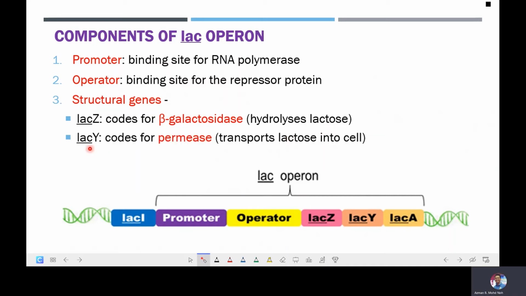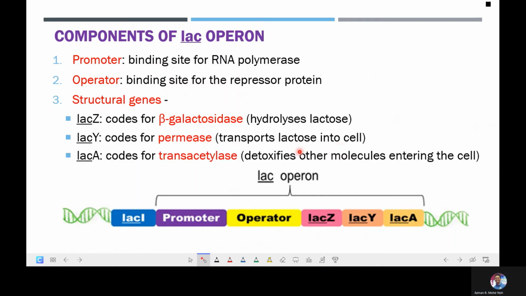While the LacY gene is the gene that codes for the enzyme permease. This enzyme catalyzes the transport of lactose into the bacterial cell. And the LacA gene codes for another enzyme known as the trans-acetylase. This enzyme catalyzes the detoxification of other molecules that enter the cell through the permease.